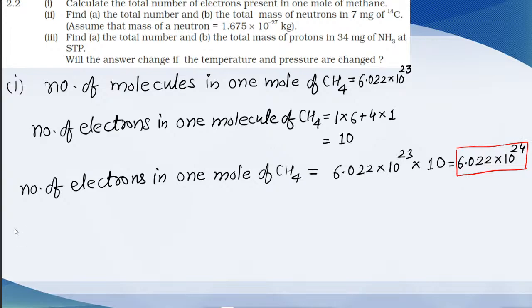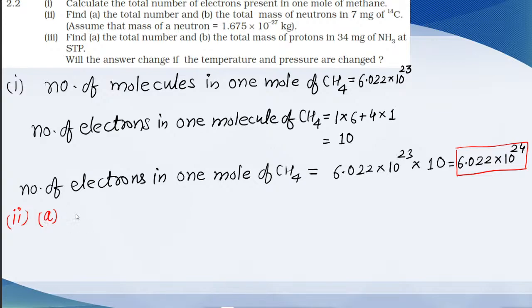Now the second part: find the total number and total mass of neutrons in 7 milligram of C14. The mass of a neutron is given. So to calculate, first of all, we have to calculate how many carbon atoms are there in 7 milligram.